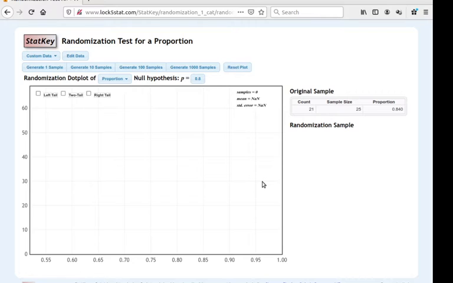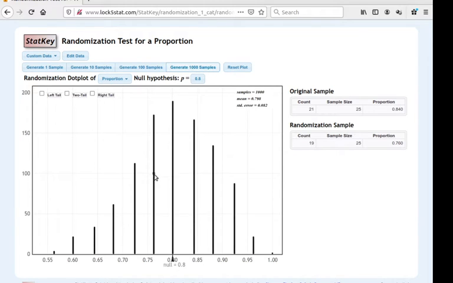Okay, now StatKey is going to find for us the distribution of samples by taking 1,000 samples. So I take 1,000 samples and I get 1,000 dots. Each of these dots, every one of those is a sample. So we're asking ourselves now, in this context, is 0.84 a truly extraordinary sample, the kind of thing you only see one time out of 1,000, or is 0.84 a perfectly everyday sample?